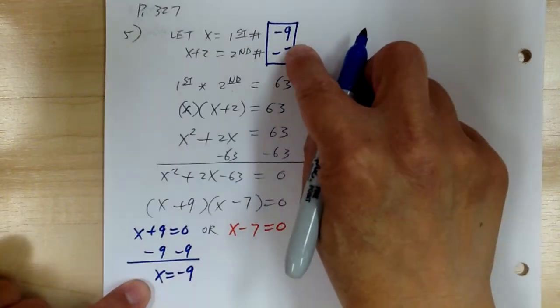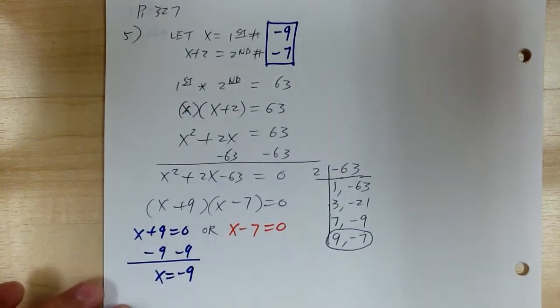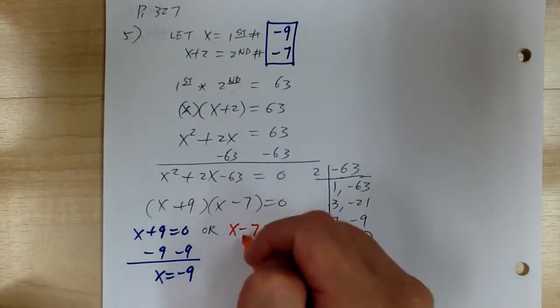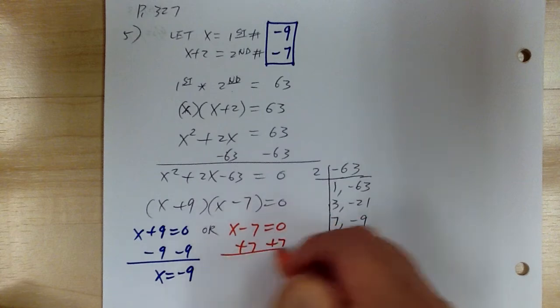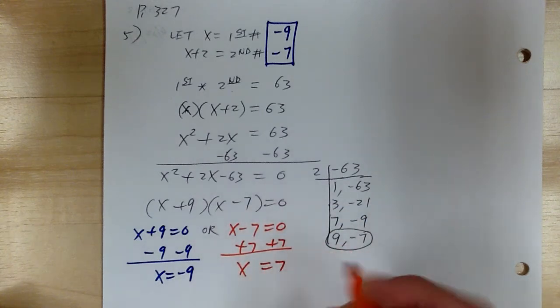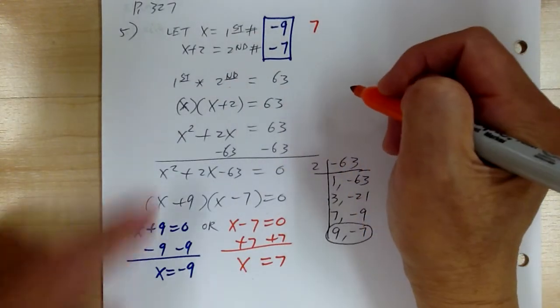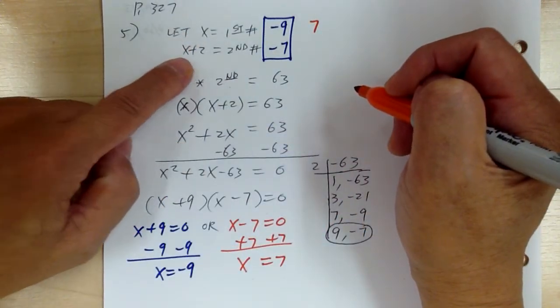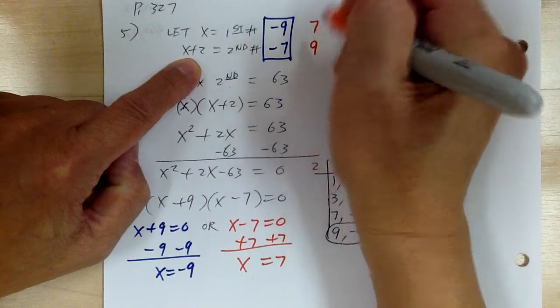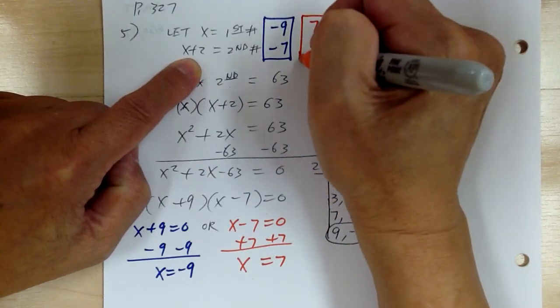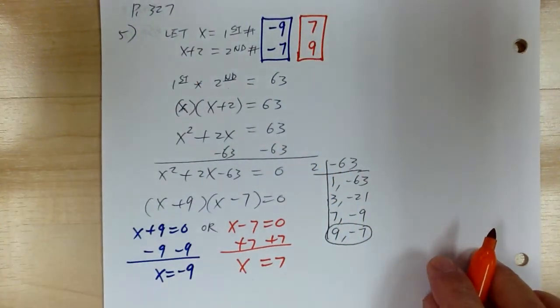Okay. Now let's go to the orange. So this one you plus 7 on both sides, so it cancels out, so x equal to 7. So once you find x equal to 7, you come up here, so you're going to get 7 for the first number, and then x plus 2, that's your second number. So again, those are your two sets of possibilities.